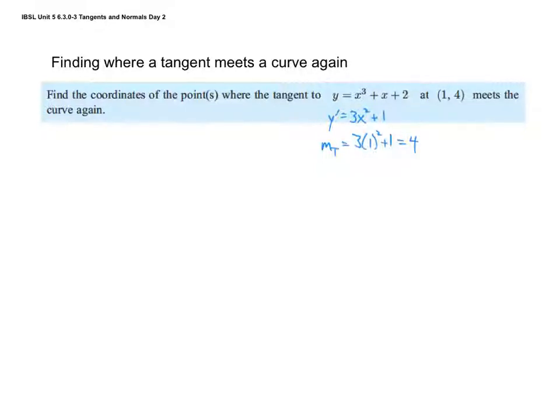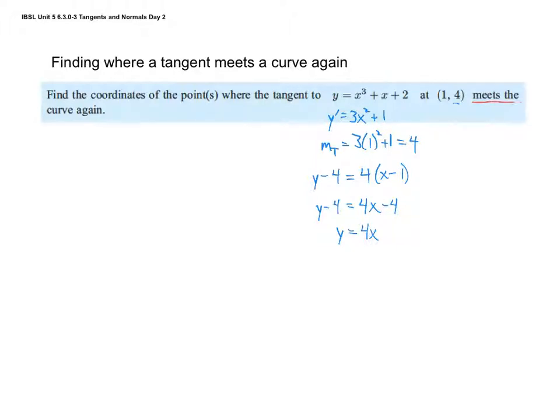And now we can find the equation of the line. Remember point slope form, so y minus the y coordinate 4 equals the slope, which was 4, times x minus the x coordinate 1. Okay? Now, for this, we would want to go ahead and simplify. So we have y minus 4 equals 4x minus 4, so y equals 4x. And the reason for that is because of our ultimate goal.